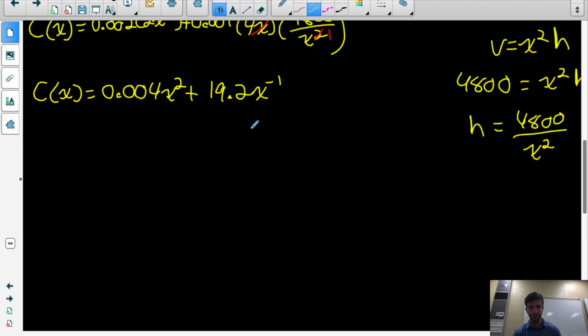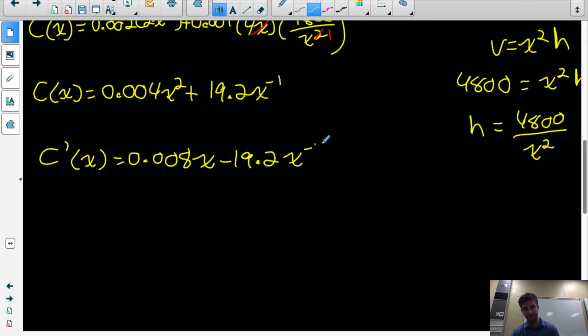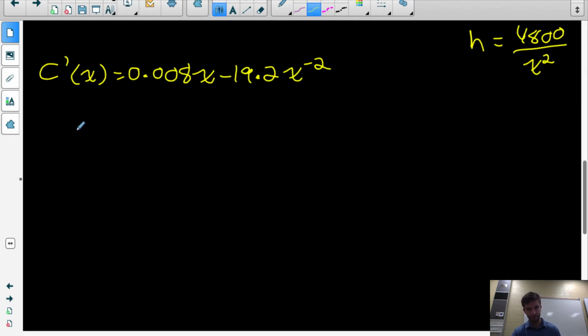Okay, so I'm interested in when this function is at the minimum point. I want the minimum cost. Well, I know at the minimum cost, there's going to be a horizontal tangent. So I need to figure out when the derivative is equal to 0, because that will indicate there's a horizontal tangent on the original function. So I have to find the derivative. I'll differentiate this using the power rule: 0.008x minus 19.2 x to the negative 2, and then I'll set this to 0 and solve.